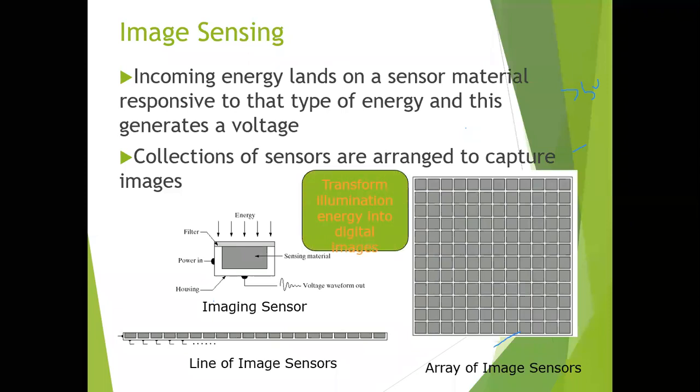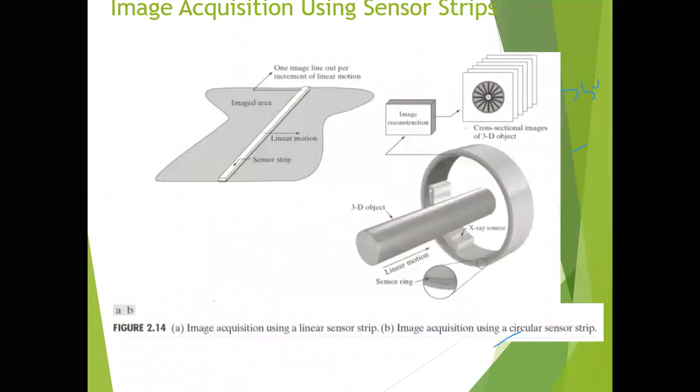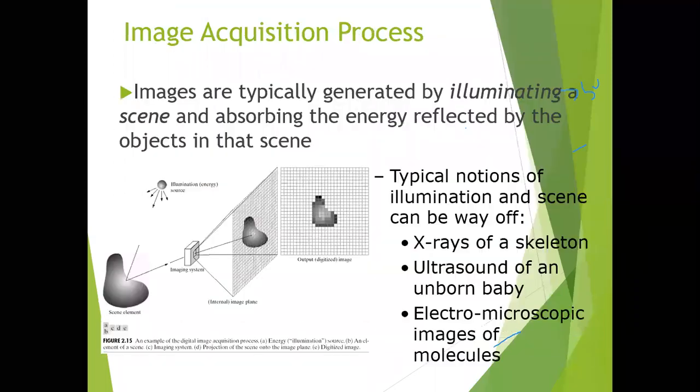So what it does is it transforms the illumination energy to digital images. The sensor may be a single line sensor which can rotate and capture line by line, capturing all the intensity values. If only one sensor is present, it has to rotate through the entire radius so that it captures all pixel values, but that is with linear motion. So this is also the image acquisition process.